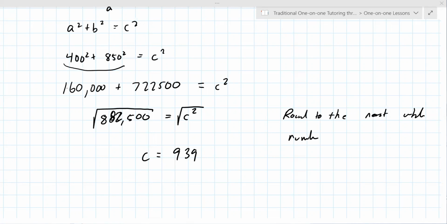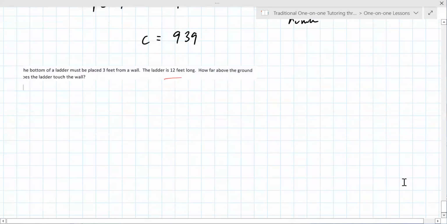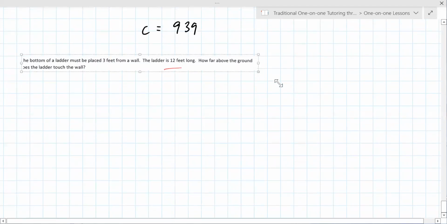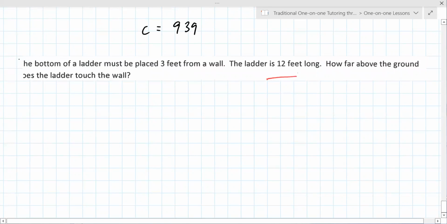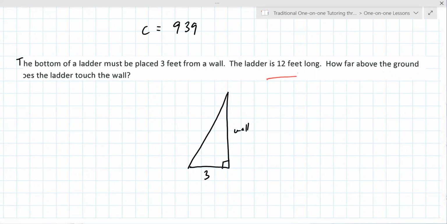Okay, let's try another problem here. The numbers got a little large on that one. That wasn't the intention. I just grabbed one here, but I think this will be a little better. It says the bottom of a ladder must be placed 3 feet from a wall. Here's the wall, here's the 3 feet. And it says the ladder is 12 feet long. How far above the ground does the ladder touch the wall?